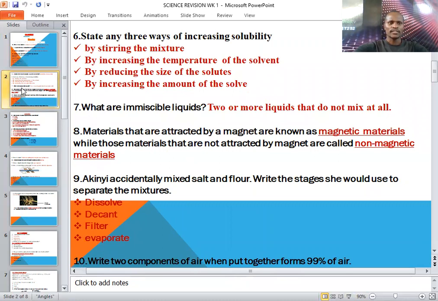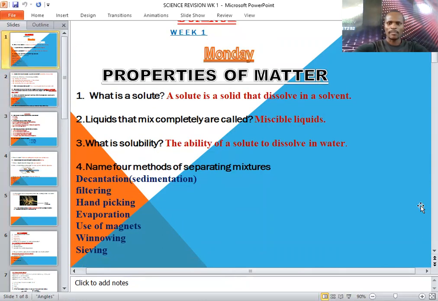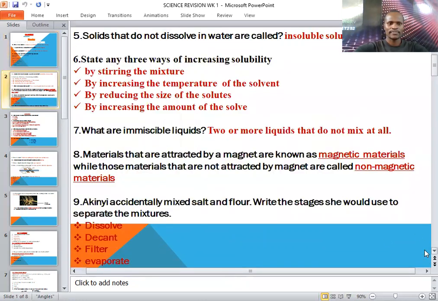And this question, I don't know why most of our pupils failed. Let's look at number five. Solids that do not dissolve in water. Remember, we have said that we have those solids that are able to dissolve in water, others are not able to dissolve. Therefore, solids that do not dissolve in water, we call them insoluble solids. So those solids that are not able to dissolve, we call them insoluble.